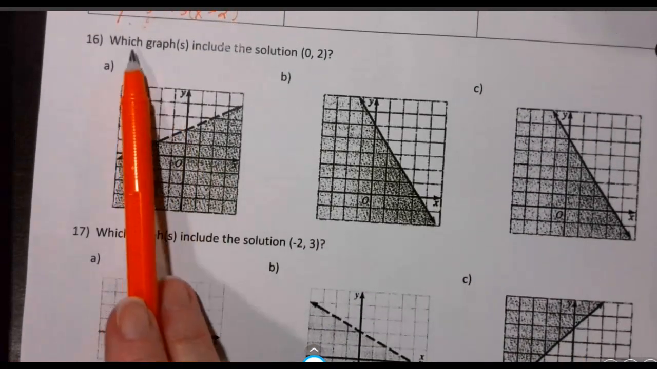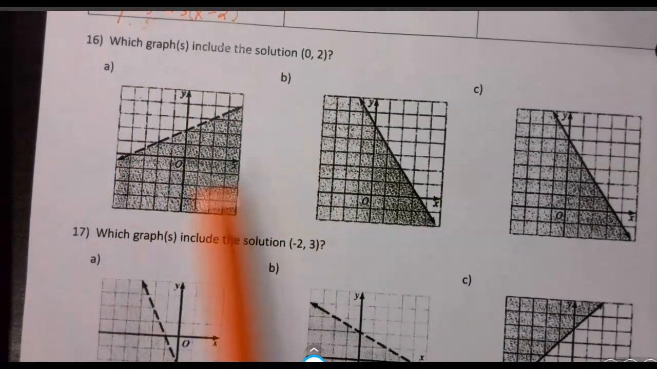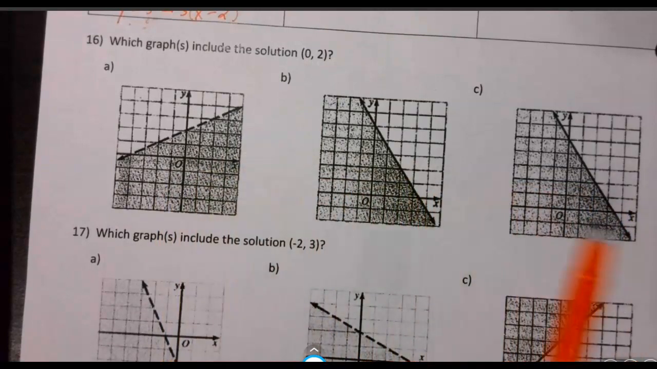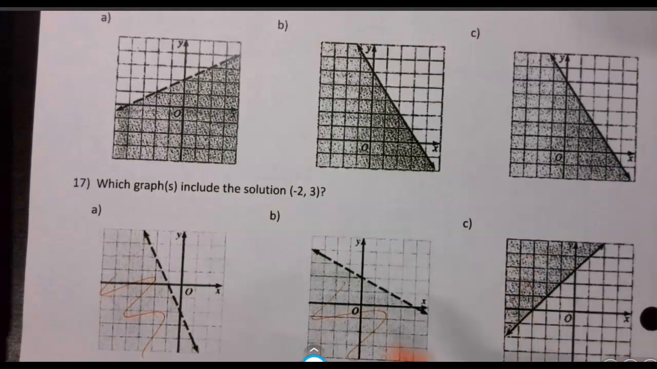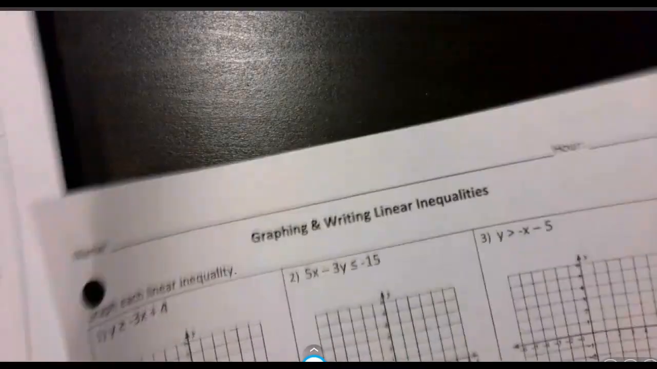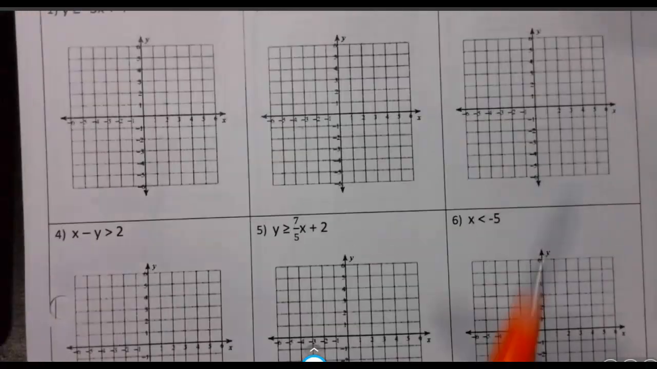Now in these is what I was talking about. Which graph includes the solution 0, 2? So look at those. Which graph includes that solution? Same thing here. This is a shaded part. Just see where those points are and see if it's a solution. Okay. So that is it for day 1.